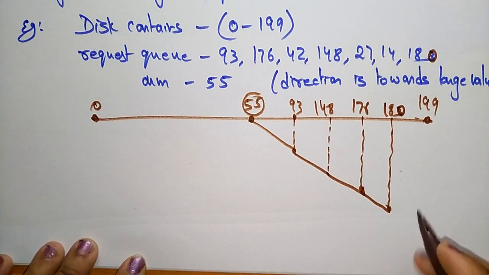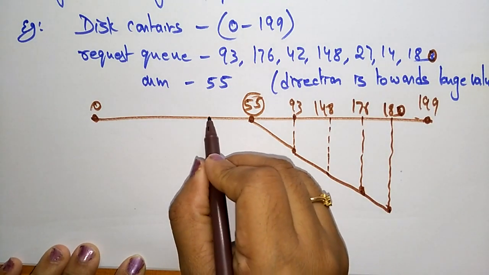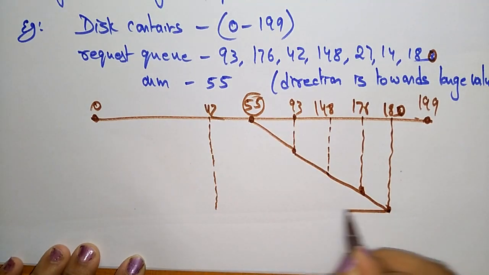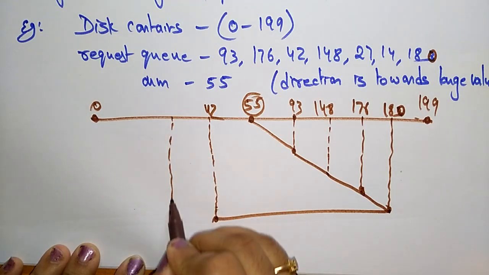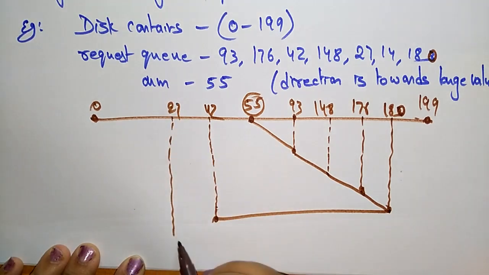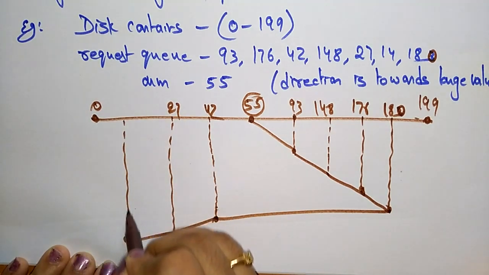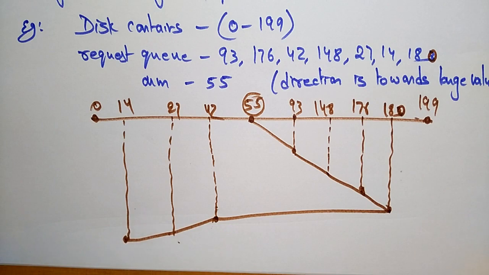After 180, it goes back, and the next largest is 42. Next is 27. Next is 14. So this is how the LOOK works.